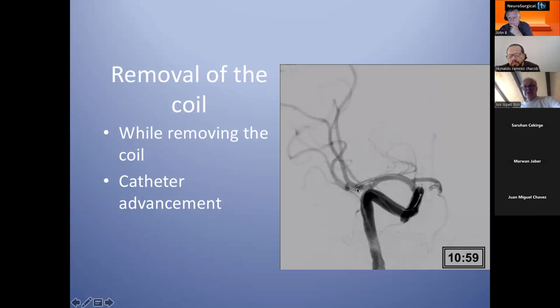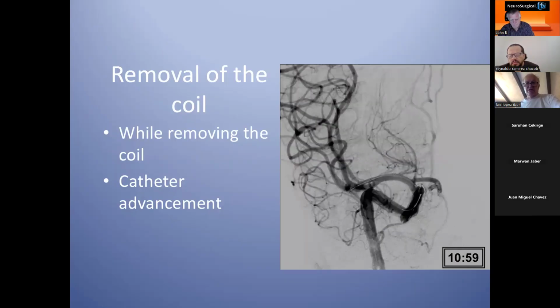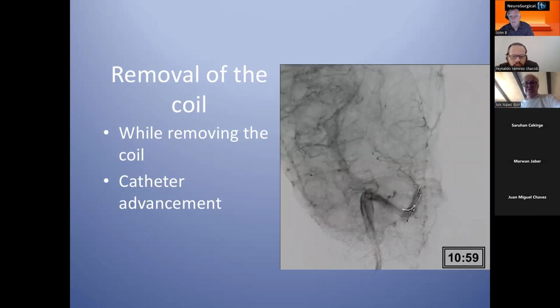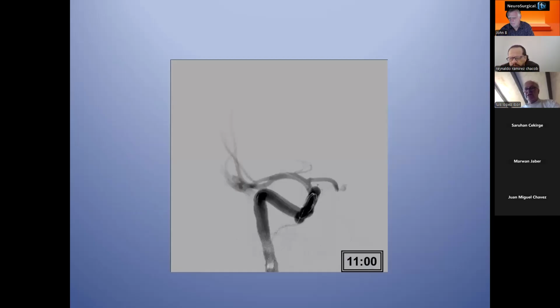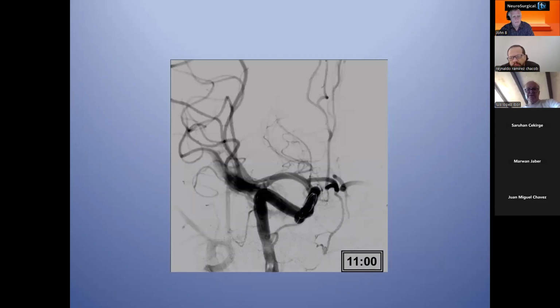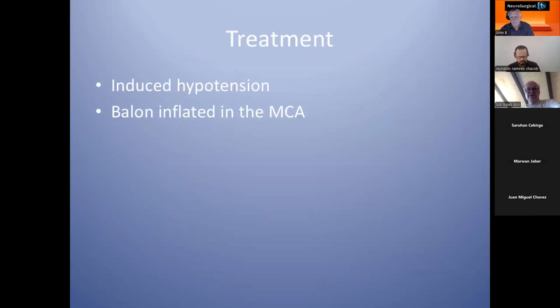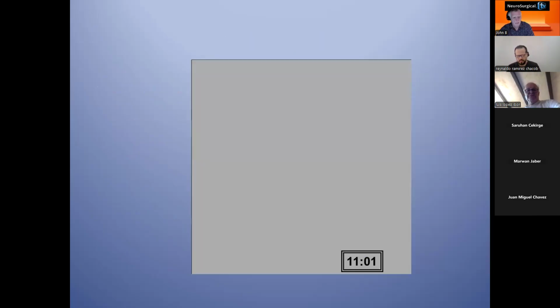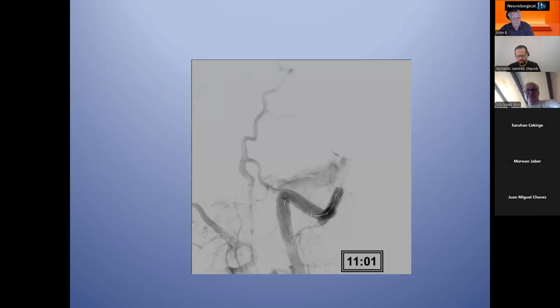Just a minute. My colleague inflated the balloon very quickly, and because it was too much inflated, it ruptured the middle cerebral artery. And then, with hypotension, I inflated a balloon in the MCA, but it continued to bleed with the balloon inflated. I think from this point to this point is the rupture of the MCA.